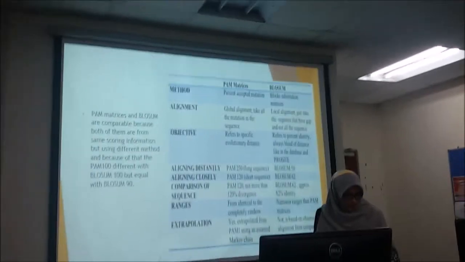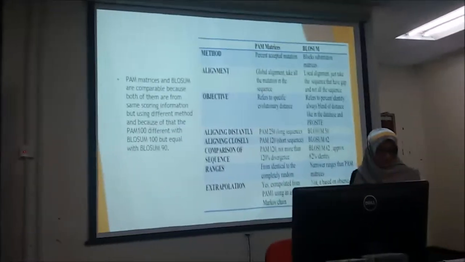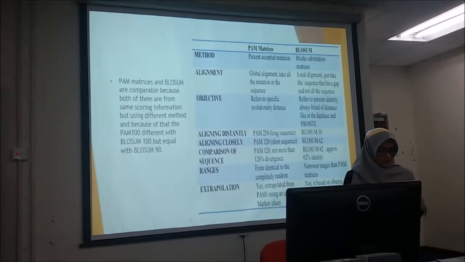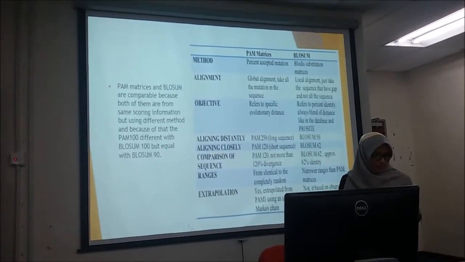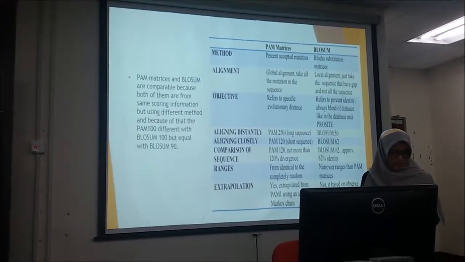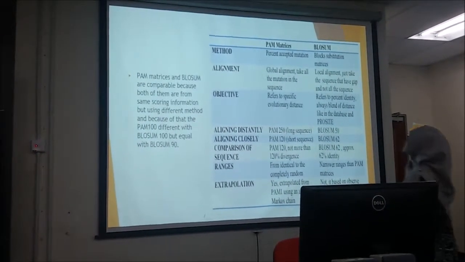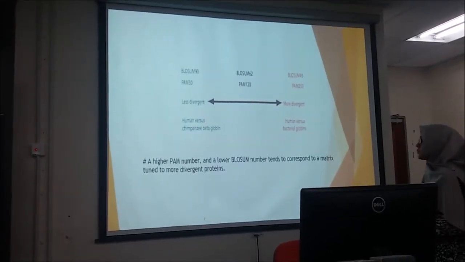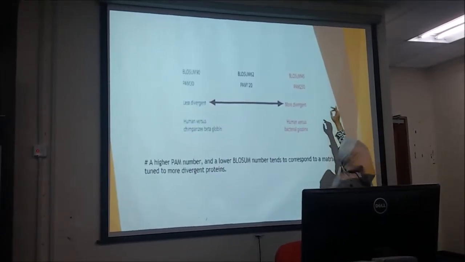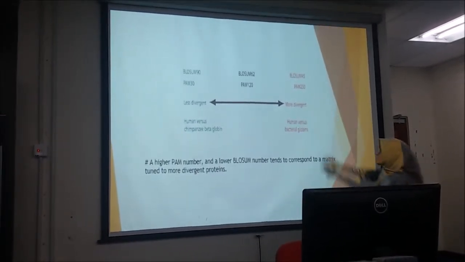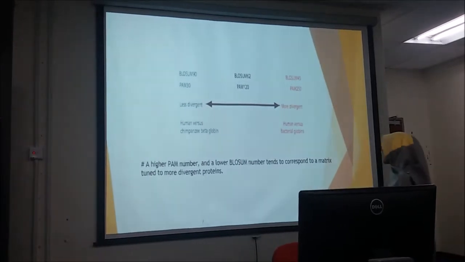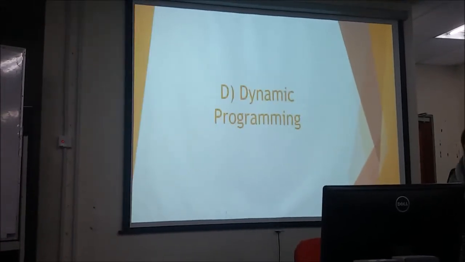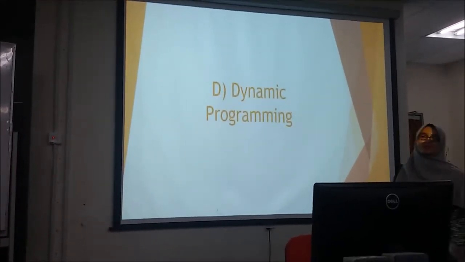And for the extra information, extrapolation is a process of estimating, beyond the original observation interval, the value of a variable on the basis of its relationship with another variable. So as you can see here, a higher PAM number and a lower BLOSUM number tend to correspond to a matrix for more divergent proteins. So we proceed.